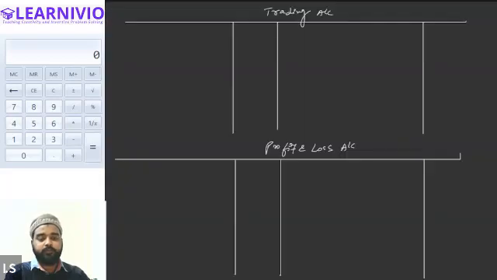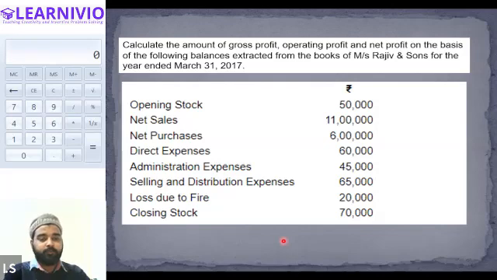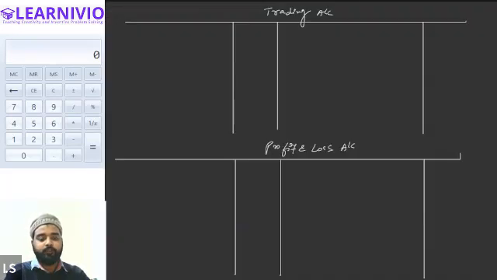So first of all, in this question, we will prepare the trading account. In order to prepare the trading account, we will write down the value of the opening stock on the debit side. To opening stock 50,000 on the debit side of the trading account.